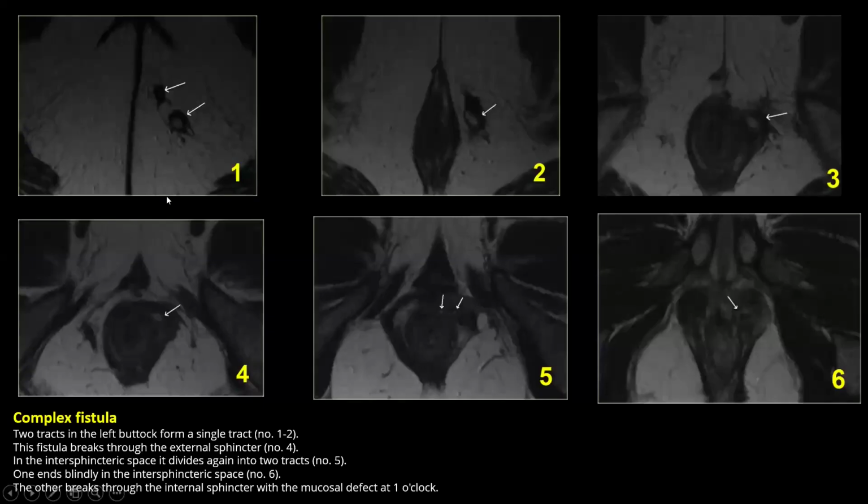Right. Then you can have complex fistulas like these, two external openings in the left side perianal region, combining together, making one fistulous tract, going ahead. It goes, right, goes into the intersphincteric space, then again divides into two parts, one of them opening at 1 o'clock, the other not opening at all, becoming a sinus tract.